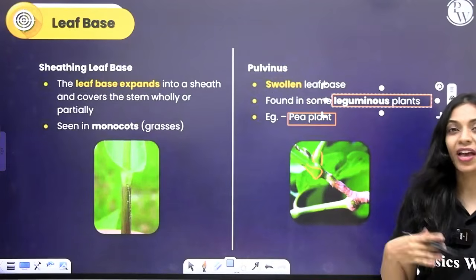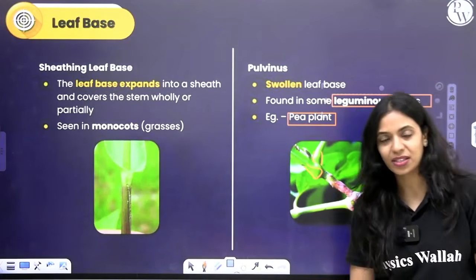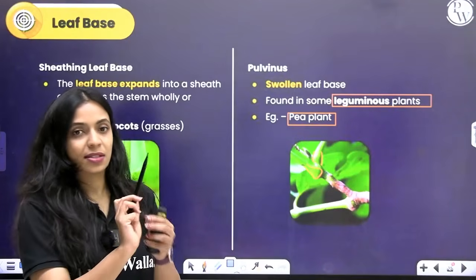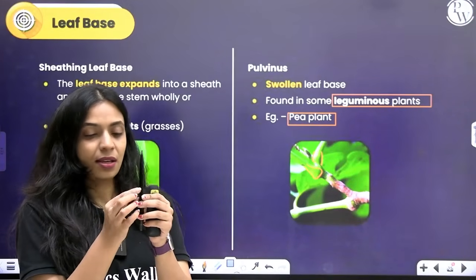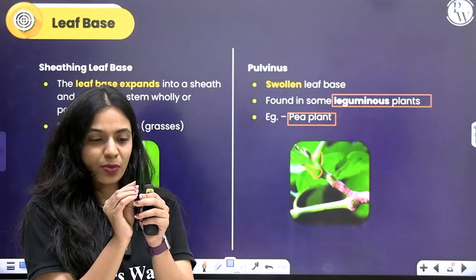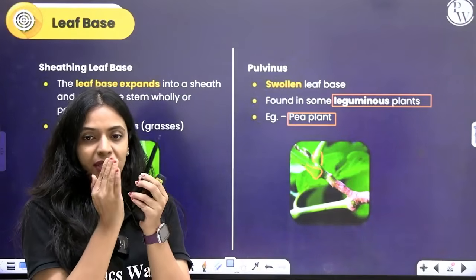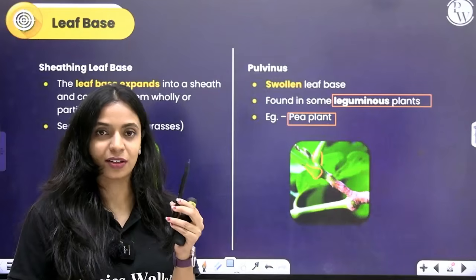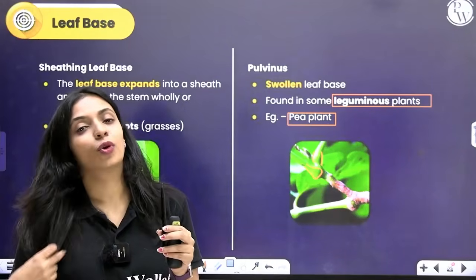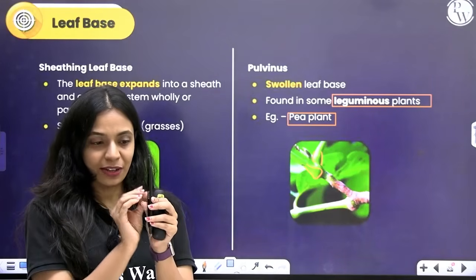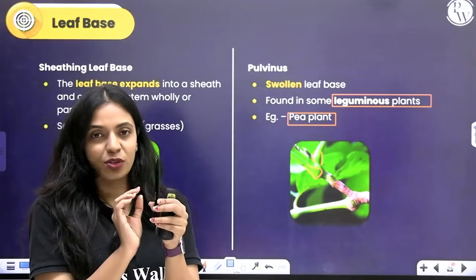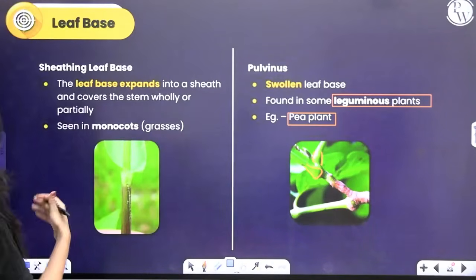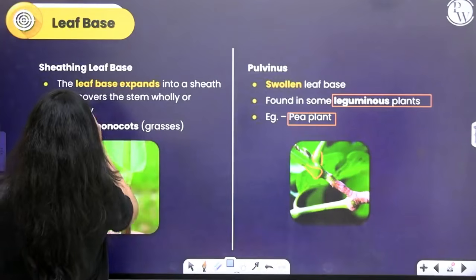Another variation that you can see in leaf bases is the sheathing leaf base. If you see monocots, if this is a stem, if this is the leaf base, the leaf base will partially or completely cover the stem like that. If you've seen sugarcane leaves while you're removing it for Sankranti or whatever, you may have noticed how a part of the leaf base covers the stem. So if it's covering it, we call it a sheath. Such leaf bases are said to be sheathing leaf base.